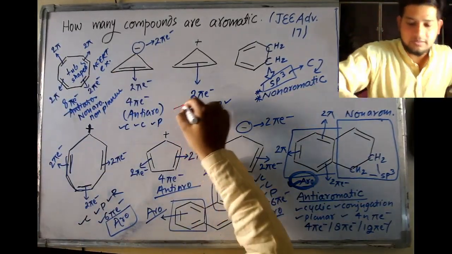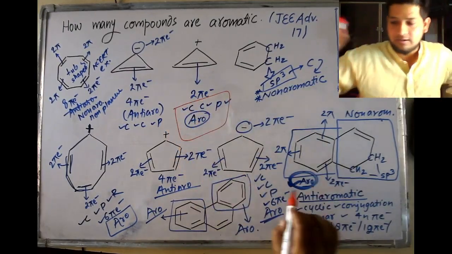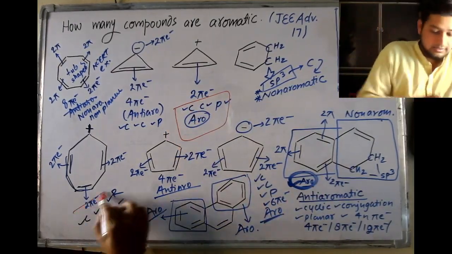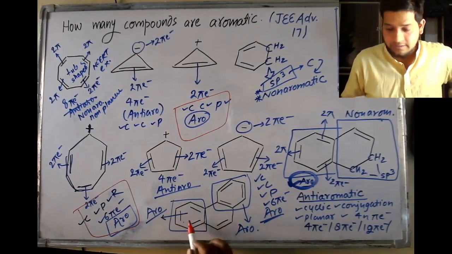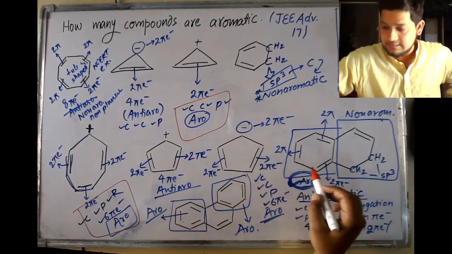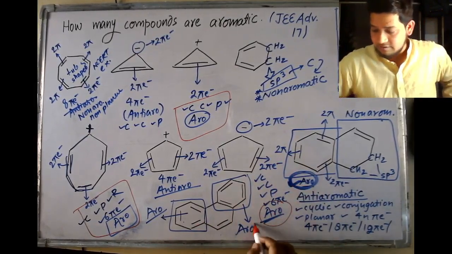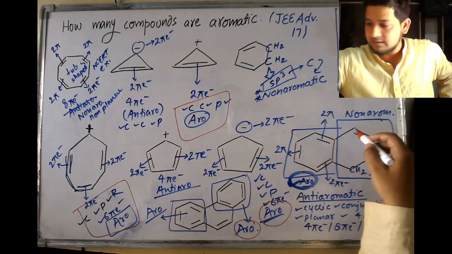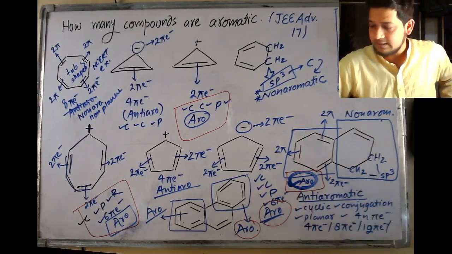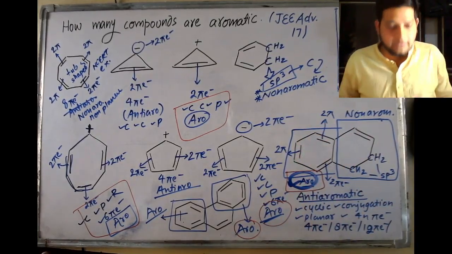Now, let us count the aromatic species here. First one, this one was aromatic. We have 1. Then this one was aromatic. We have 2. This one is also aromatic. We have 3. For this system, we also have aromaticity. We have 4. For this system, we also find aromaticity here. That is 5. Okay, let us recount.